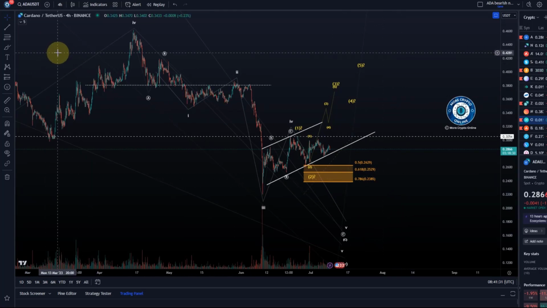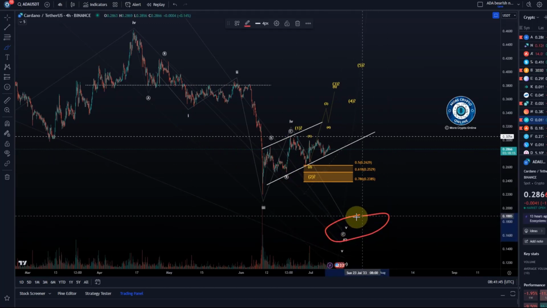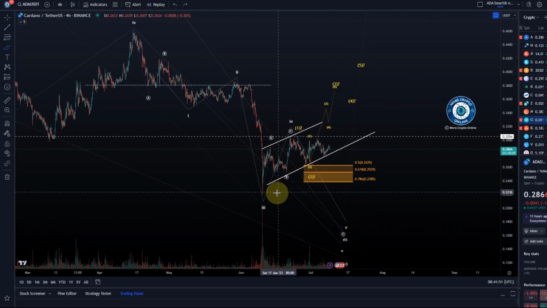So in the main scenario, I still have to highlight that as a main scenario, not necessarily because the other one doesn't have a chance, but because it hasn't shown us sufficient evidence that the trend has shifted back to the upside. So the main scenario still suggests that price can do another low here, maybe into the 17 to 20 cent region, purely because of the 10th of June lows.